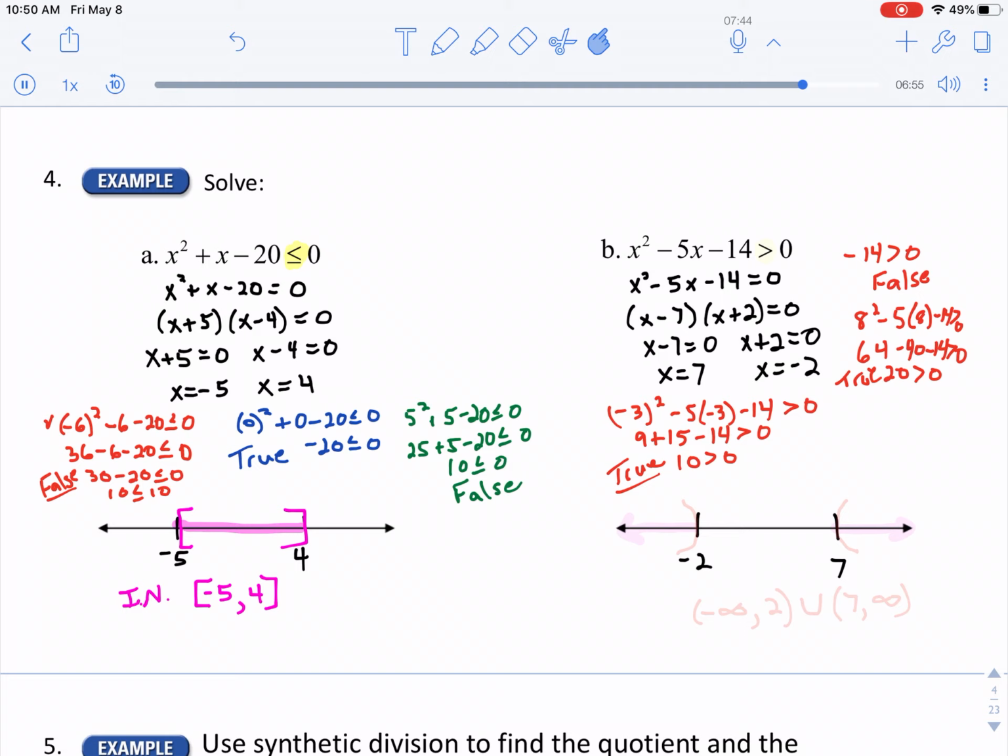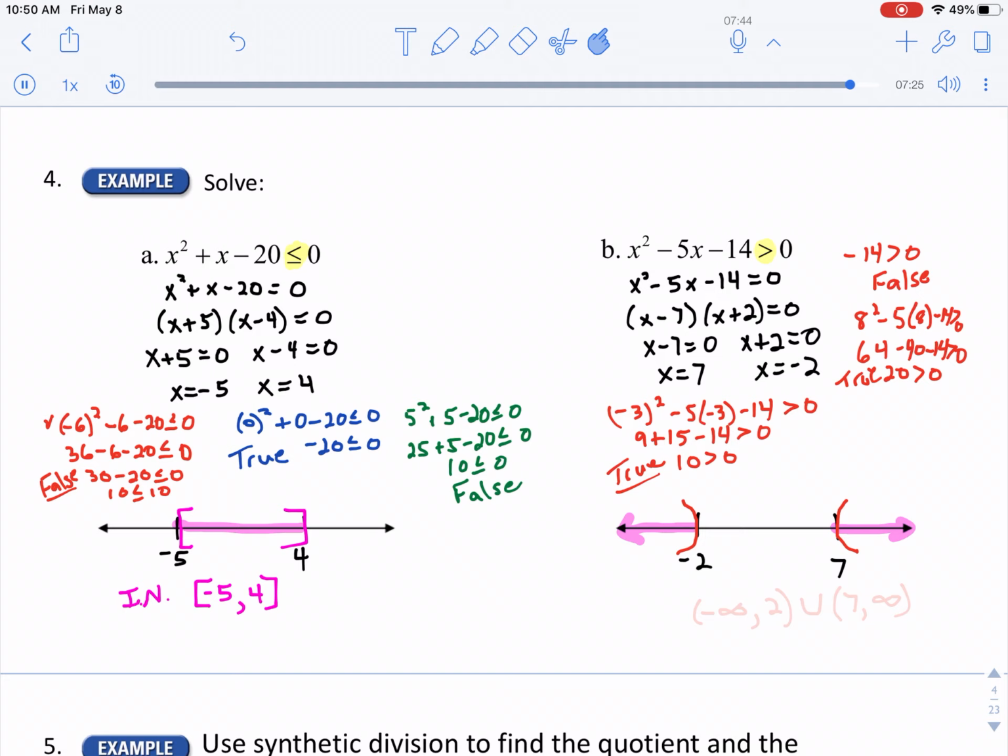So now let's go again and look at the problem. In the problem, the symbol was just a greater than, not a greater than or equal to. That means I'm using parentheses. And since I have to shade to the left of -2, I put a parenthesis on -2. And since I'm shading to the right of 7, I put a parenthesis on 7. And then I shade to the left of -2, which would look like this, and to the right of 7, which looks like this. All right, so there's the graphical solution.